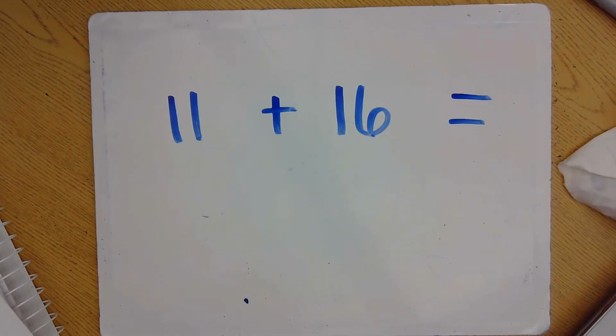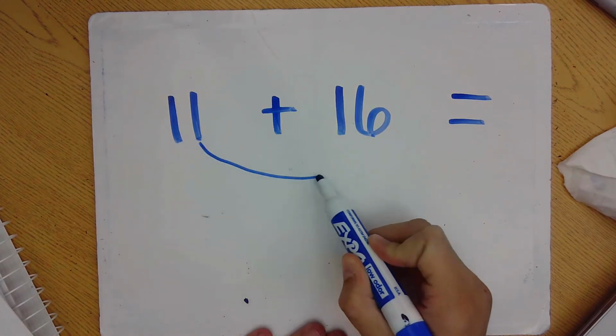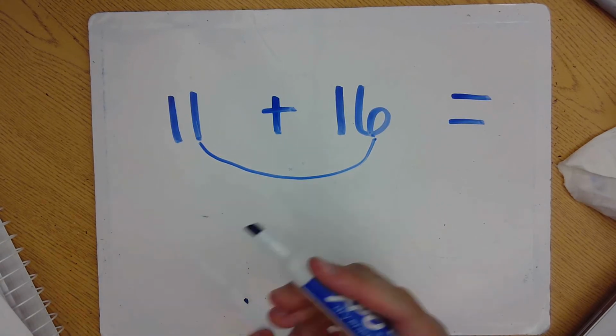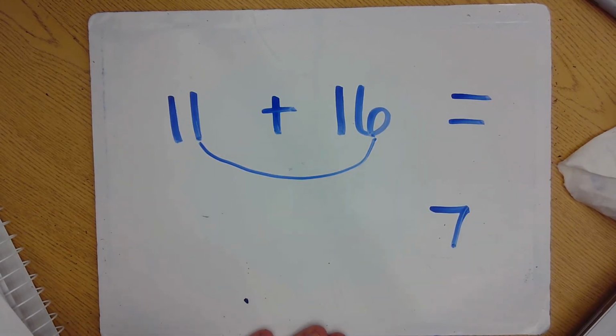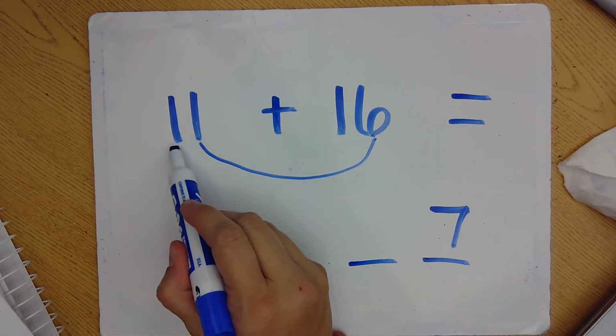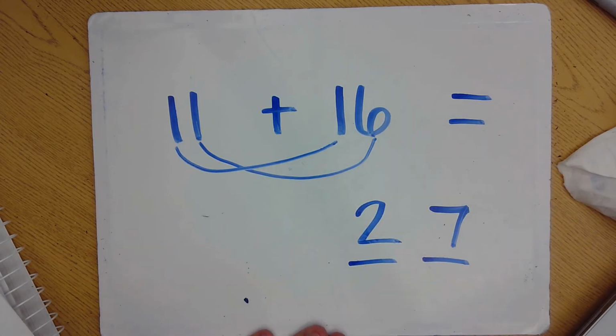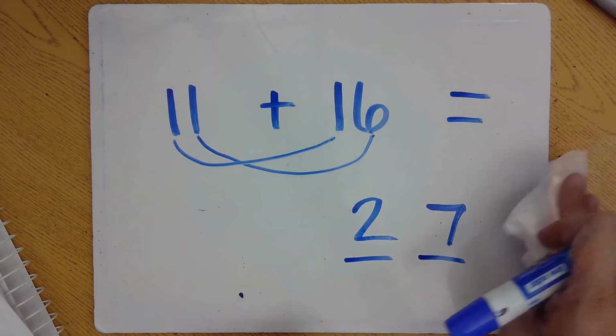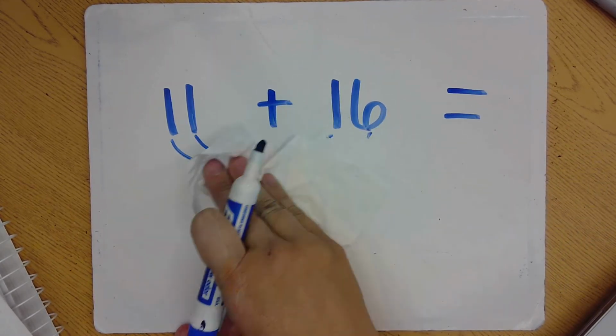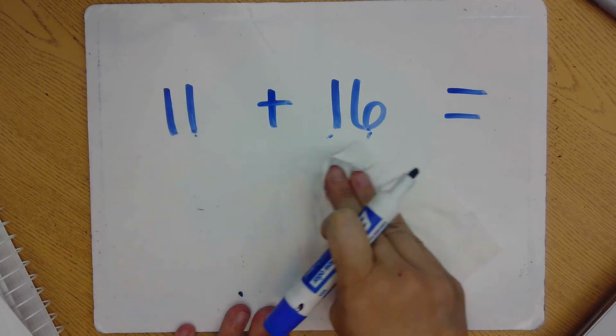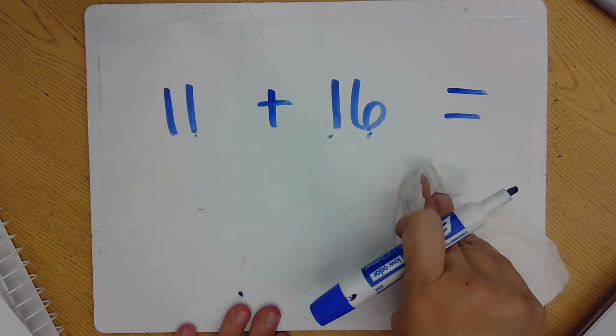Let's say that I have a problem written from side to side. 11 plus 16. Well, I could add the ones numbers. 1 plus 6. Both of those numbers are in the ones place. And I can write the answer down in the ones place. Okay, then I could add the numbers in the tens place. 1 plus 1 is 2. My answer is 27.